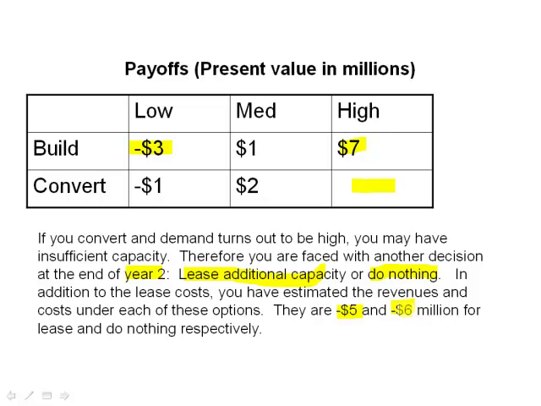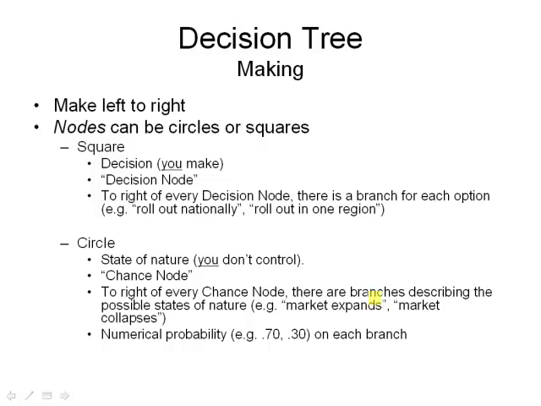Well, the net present value there is negative $6 million, so it's not quite as good. So the question becomes, what's the best thing to do? We've got to make this decision right now. Are we going to build or are we going to convert? A good way to analyze the problem is with the decision tree.